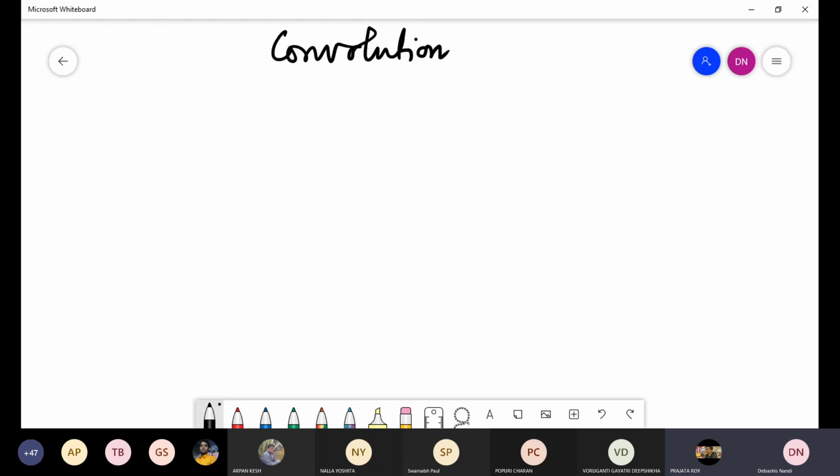Convolution. So, sir, yes. Sir, yn is a convolution of xk and hn minus k, or no, xn and hn. Okay, sir. xn and hn. This. Okay.